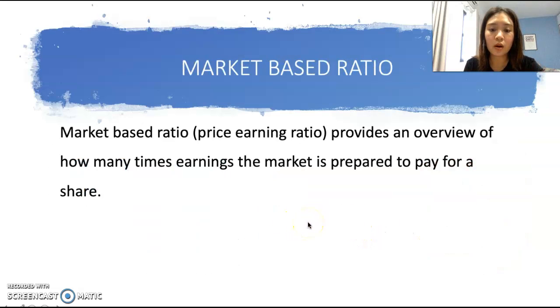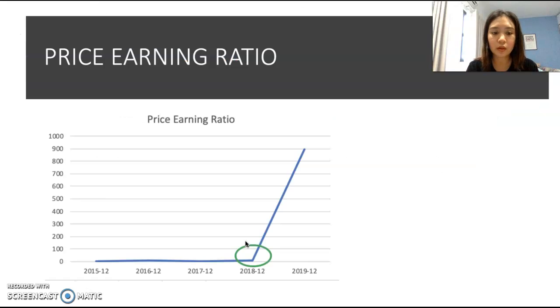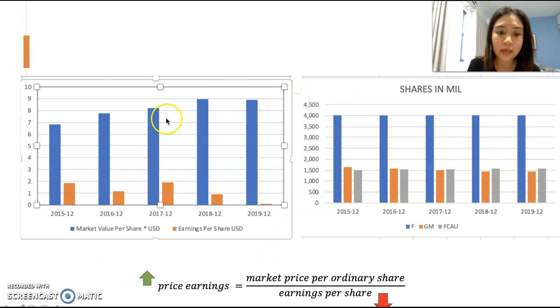Moving on to price earnings ratio, it is an indication of how many times earnings the market is prepared to pay for a share. Looking at the chart, at the end of 2018, the price to earnings ratio has a tendency to increase dramatically. This is because of a considerable decrease in earnings per share and a slight increase in market price.